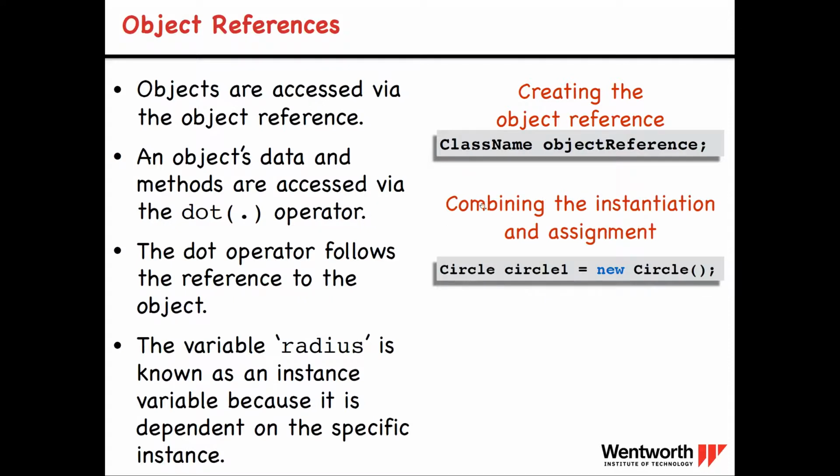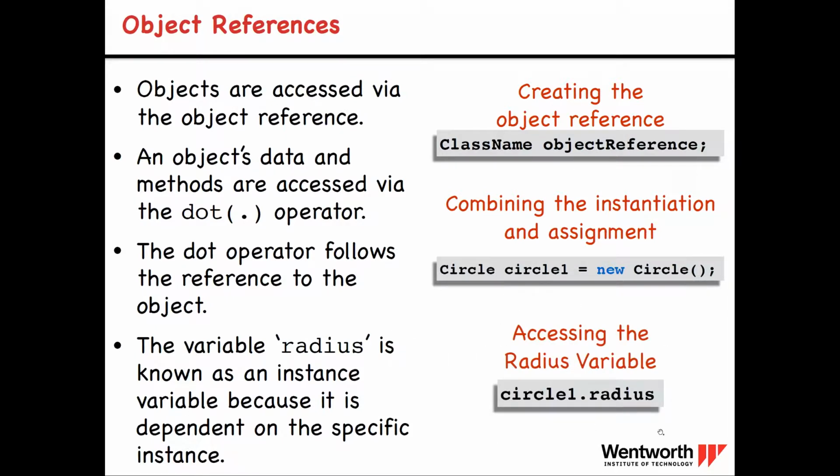So if we were to do this with the circle that we talked about earlier, we would create our circle. So our object reference would be circle1. And then if we wanted to access the radius value, we would say circle1.radius.